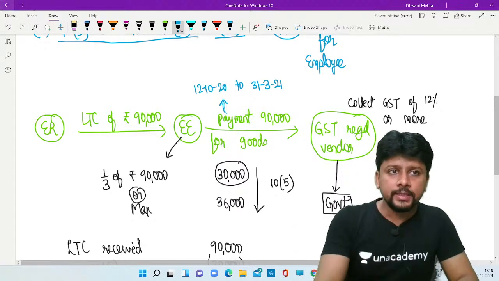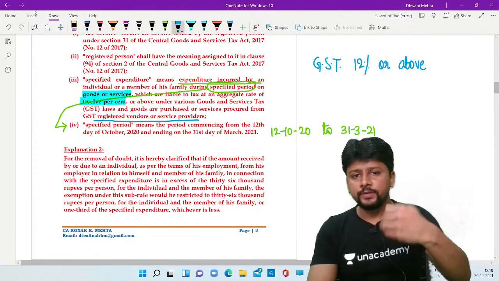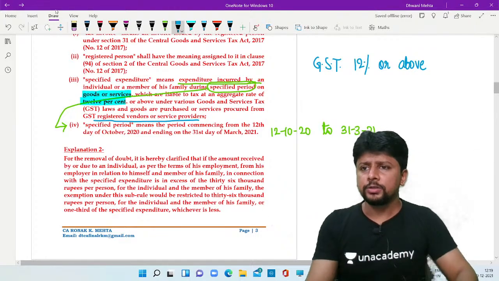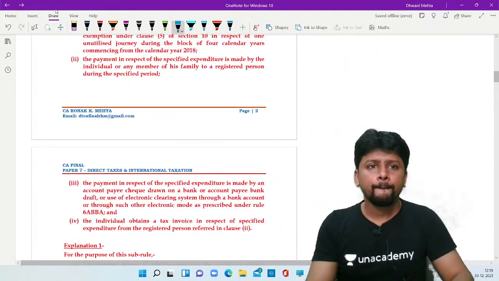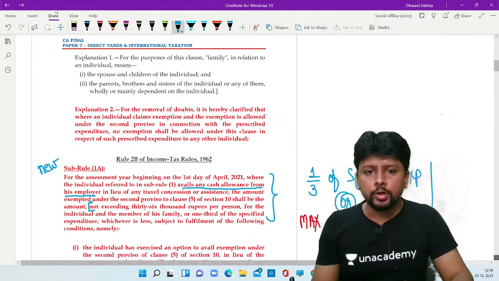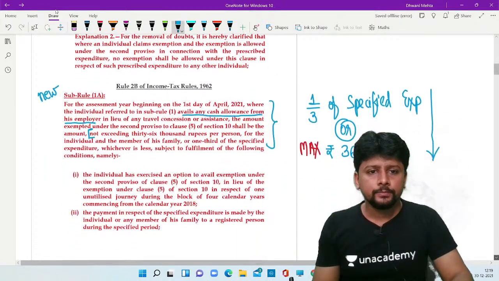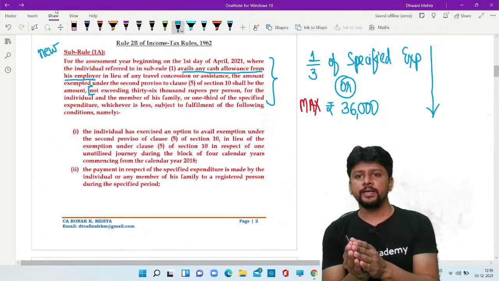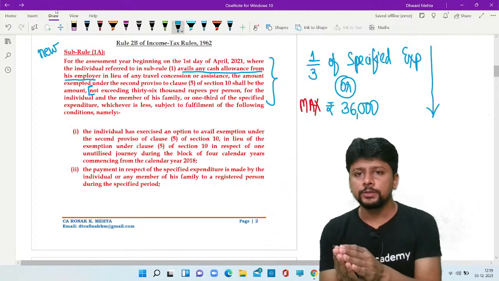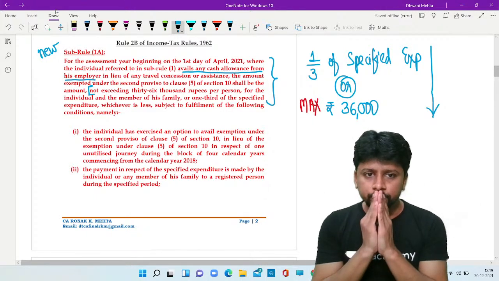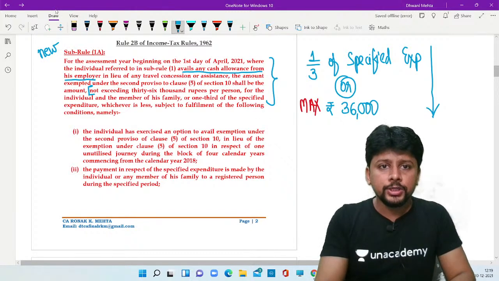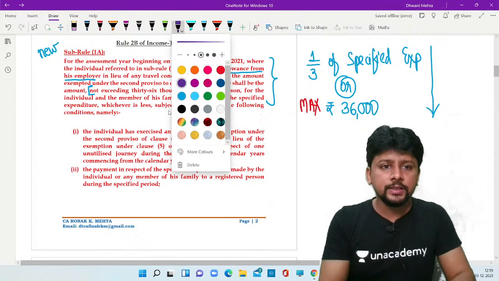So there are some other things also to read. First, we'll read the whole thing, and then we'll analyze something extra, then we'll talk something additional. You have to fulfill some conditions. Subrule number 1A says that one third of the specified expenditure or a maximum of 36,000 will be your exemption, subject to fulfillment of the following conditions. So what is this now?